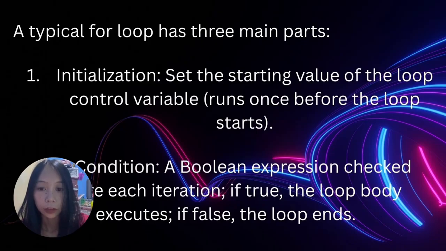Second, we have condition. A Boolean expression checked before each iteration. If true, the loop body executes. If false, the loop ends. So the condition just checks. If it is true, it keeps running, but if false, it stops.